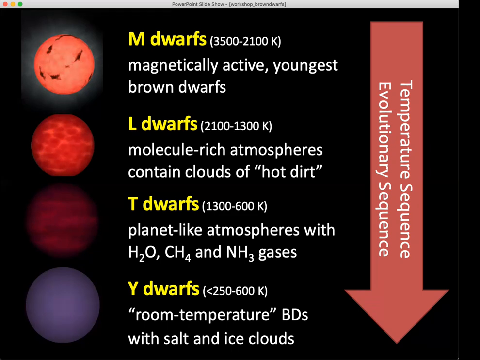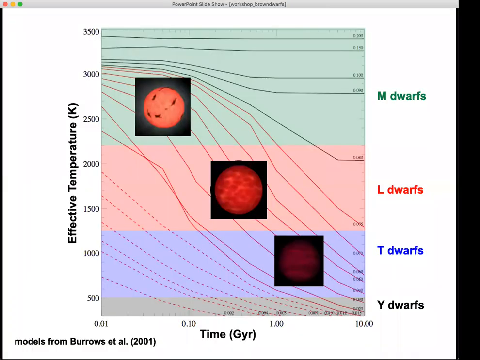Questions on that? Yeah. So for these star classification systems or brown dwarf classification systems, is it like a timeline, like an M dwarf will turn into the next one? Anticipated my next slide.